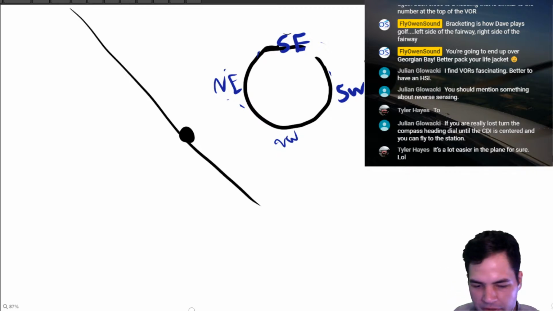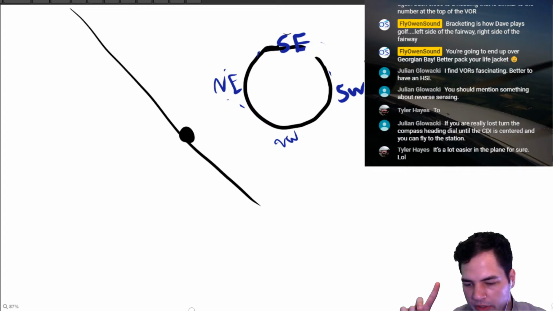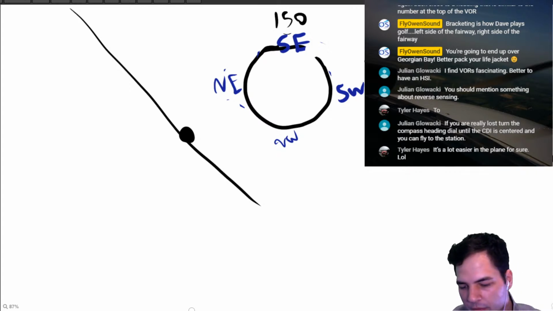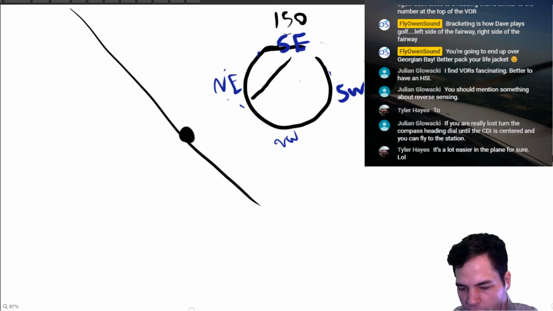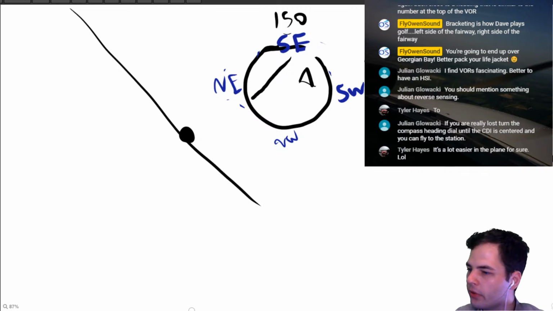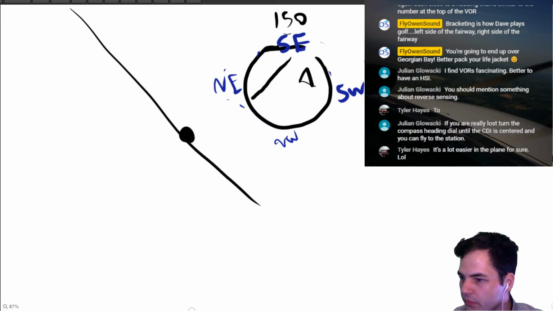Northwest in this scenario is in the upper left corner, and southeast in the bottom right. I'll draw my line better. There we go. Hey, look at that, very similar to what we just had for a scenario. So the radial, I'll put it in here so I don't forget, was 150, and let's say that on the test they give you a left needle with a To indication. And then you have to figure out where the airplane is.